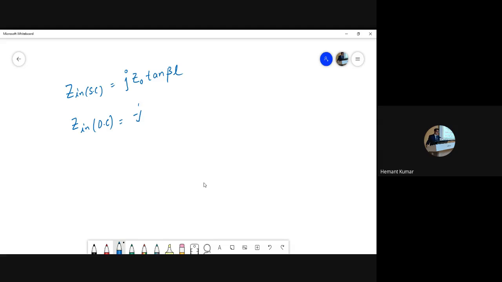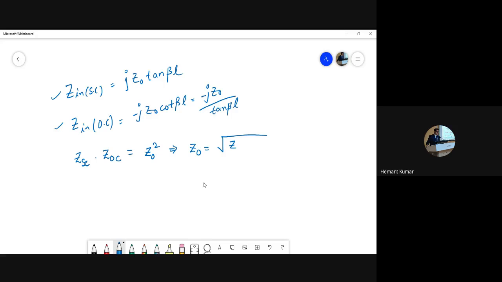ZOC is jZ naught cot βL, or you can also write jZ naught divided by tan βL, because 1 upon tan βL is equal to cot βL. So if you multiply these two, ZSC into ZOC, what will you get? You will get Z naught square, and you can write the characteristic impedance in terms of ZSC and ZOC.